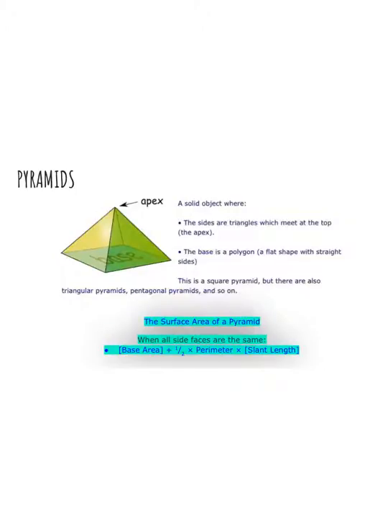If it's a regular or a right pyramid, that means that the base is a regular polygon, so all the sides of the base are the same. And if that's the case, that means that all the triangles will be the same.